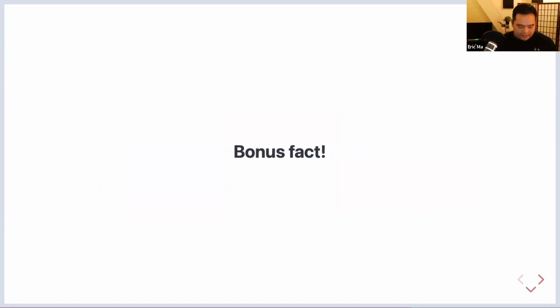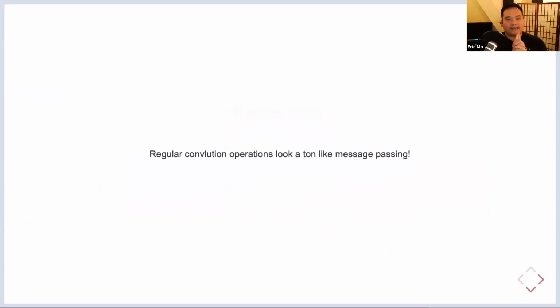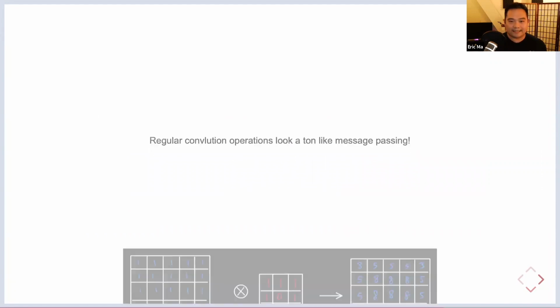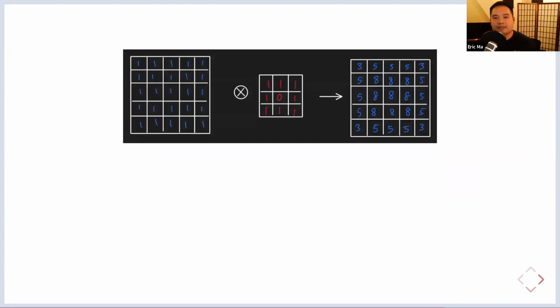Here is a bonus fact, by the way. If you take convolutions, they actually look a lot like message passing. So let's look at convolutions on images, all right? We start with a pixel grid that looks something like that in blue. And we have a convolutional filter in red that looks something like this. It's got ones on the outside and 0 on the inside. And if you do the convolution operation with certain padding and border settings, then you will get this particular array as a result, okay? So far, so good?